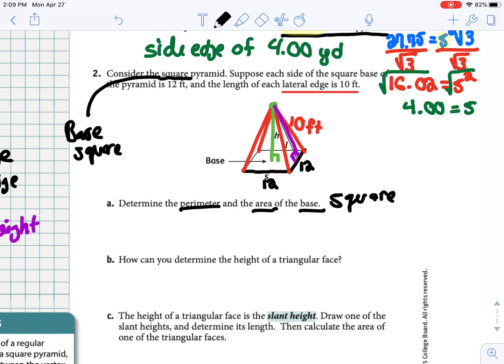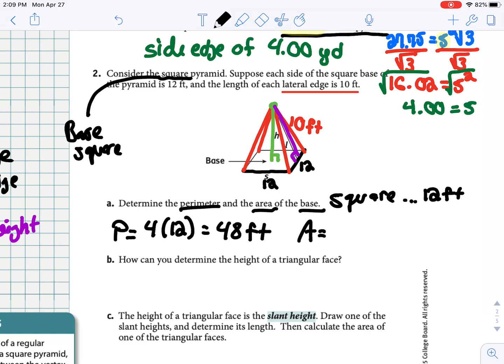Well, remember the base is a square, and that square had a length of 12 feet. So the perimeter of that square, since there's 4 sides and each is 12 feet, is going to be basically 48 feet. The area of that square is just the one side times the other side. So the area of that square is 144 feet squared.